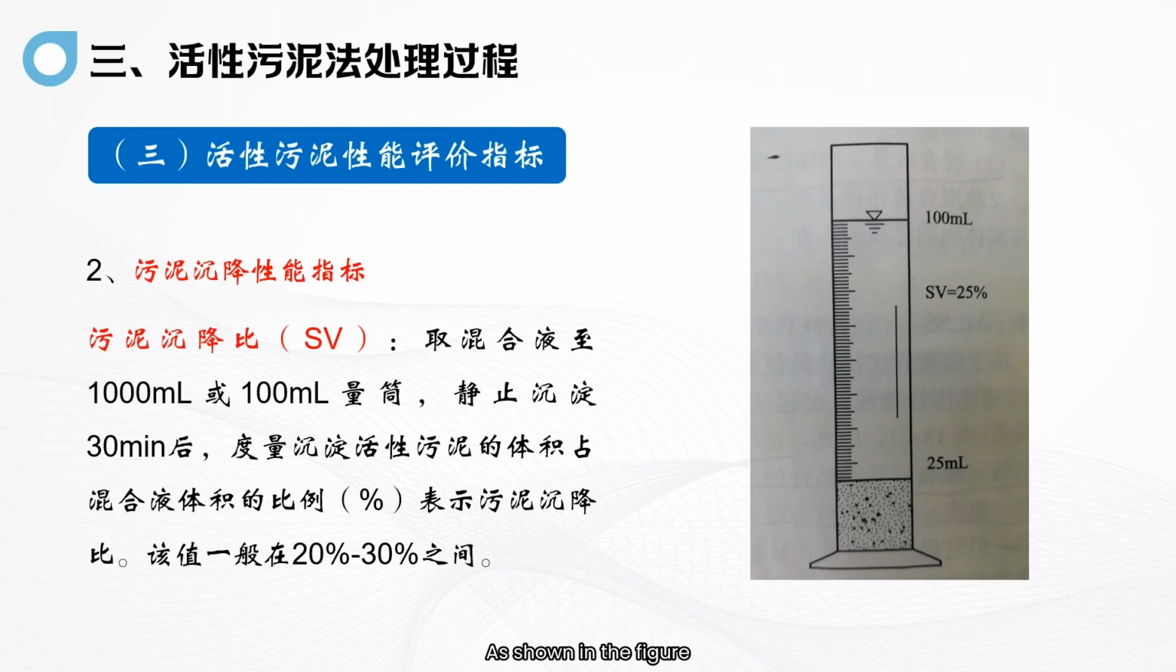As shown in the figure, we can take 100 milliliters or 1000 milliliters of the mixture and let it stand for 30 minutes. We will see the activated sludge settle slowly. Then 30 minutes later, we can read the interface between the sludge and the supernatant. This reading is the value of SV30, the sludge settling ratio of the system. The value is generally between 20% and 30%. In this range, it reflects that the activated sludge has good settling properties.